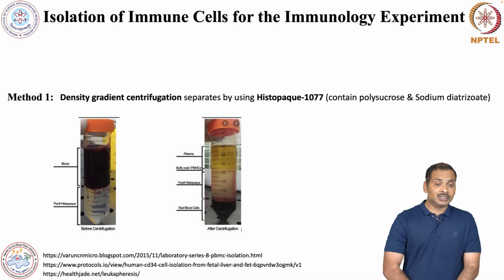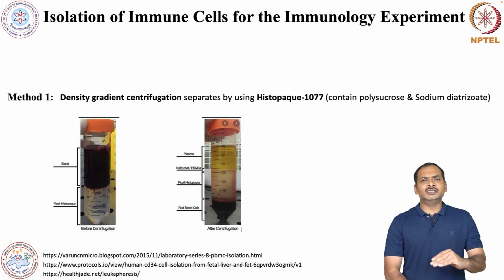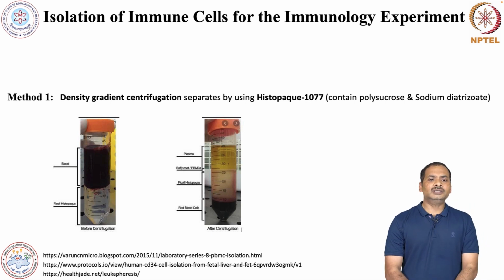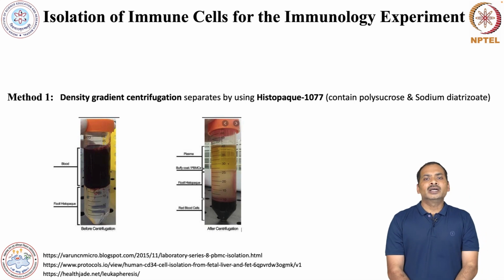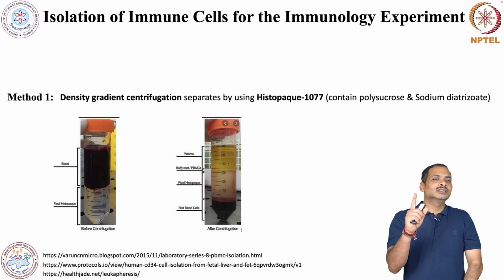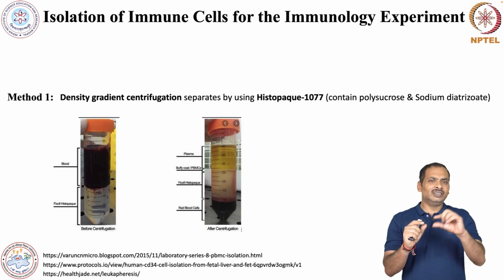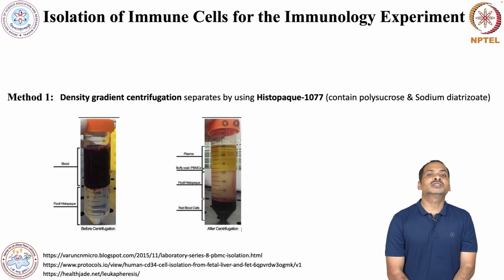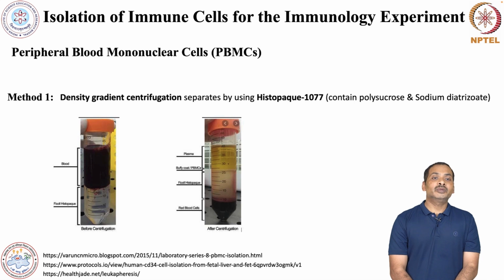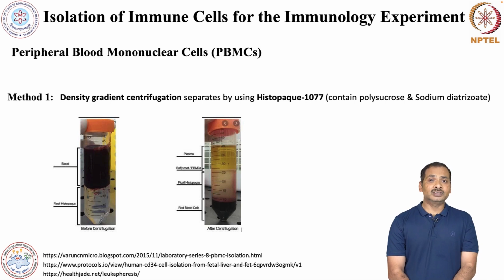And what is this? You can see there are three distinct phases. The topmost phase is basically plasma. You understand plasma, and there will be one interface between plasma and histopaque, and over there you will see a very thin layer of white color ring. And this white color ring, we call it PBMC, peripheral blood mononuclear cells.